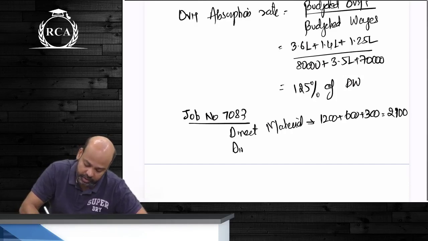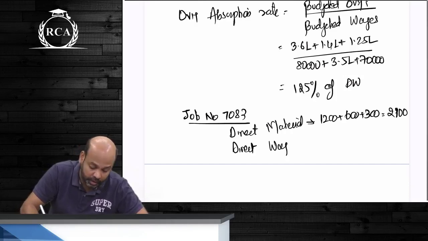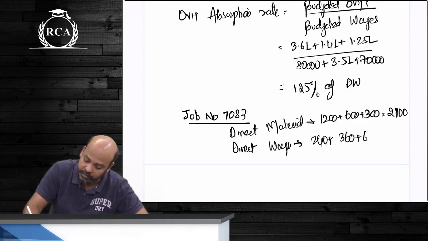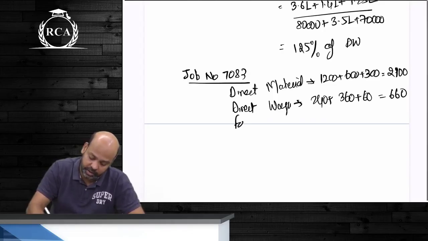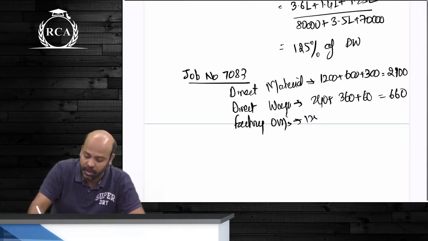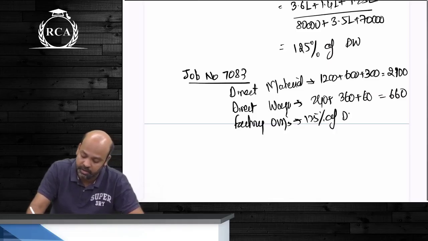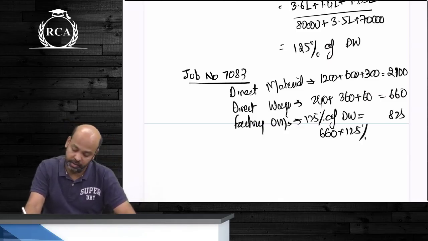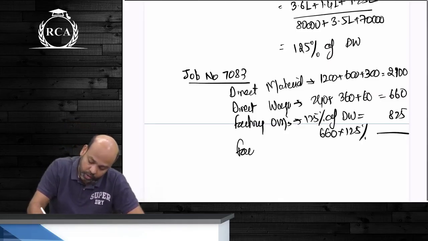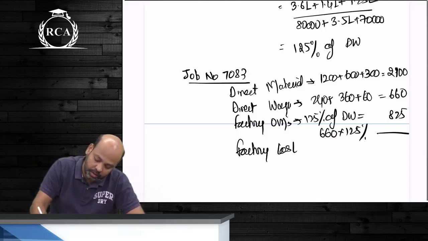Direct wages also guys, you don't need department wise, you will write 240 plus 360 plus 60, 660. Factory overheads, we have just learned that they are absorbed on the basis of direct wages, so it will be 125% of direct wages. 660 ka 125% beta, and that will be 825.